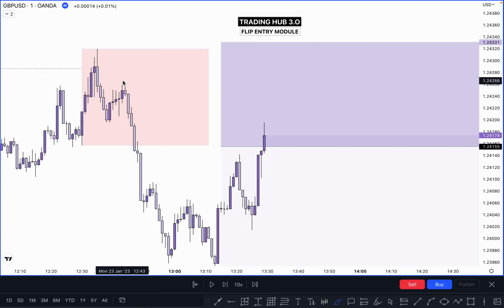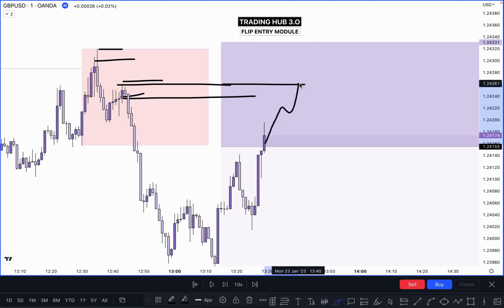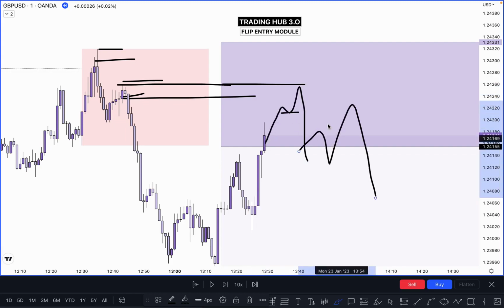So I suggest you wait to mitigate this one, at least the first PY and the second PY, and wait for a single candle mitigation. Based on the single candle mitigation, you can buy or sell once the market taps your first PY here, and then you take a chalk and take entry like this.